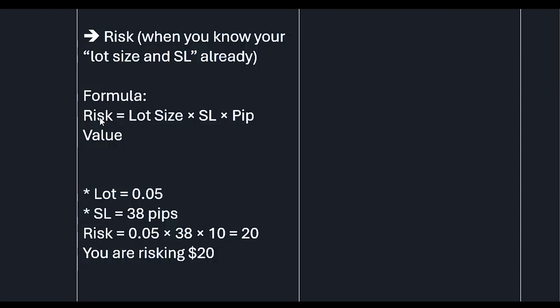Alright, so this is how you do it. Risk equals lot size multiplied by stop loss multiplied by pip value. Very simple. Let's say our lot size is 0.05. You already know that this is the lot size you want to use, and stop loss is 38 pips. Now, to determine your risk, you just apply this formula. Very easy. Multiply the lot size by the pips, and the pip value we have already determined from above is always 10. So when you do this calculation, it shows you that you are risking $20 for each trade that you take.